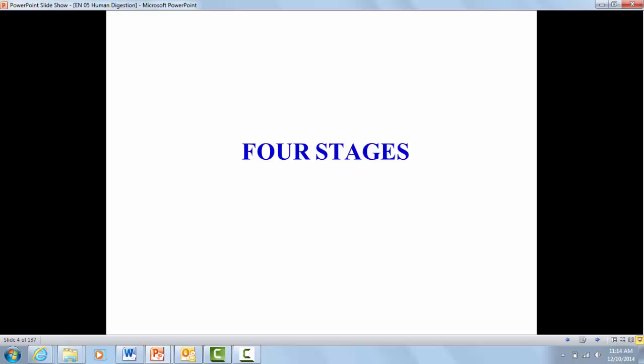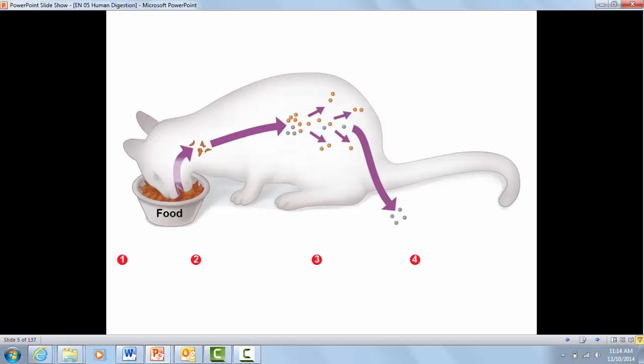There are 4 stages to the digestive system that we're going to talk about. The first stage is ingestion. So this is when food is entering the body. This includes mechanical digestion, when you're literally chewing up that food, or in this cat's instance, chewing up that delicious cat food.